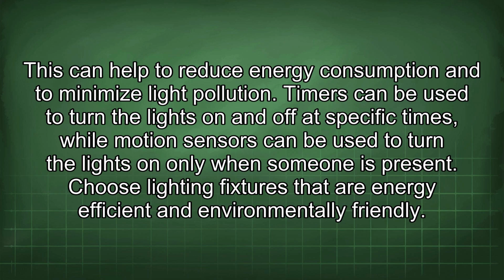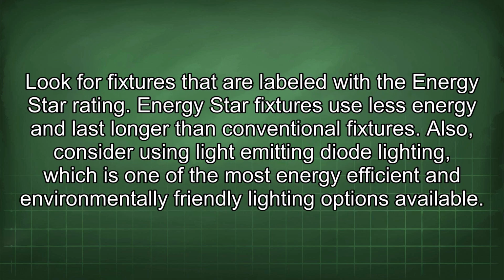Timers can be used to turn the lights on and off at specific times, while motion sensors can be used to turn the lights on only when someone is present. Choose lighting fixtures that are energy efficient and environmentally friendly. Look for fixtures that are labeled with the Energy Star rating. Energy Star fixtures use less energy and last longer than conventional fixtures. Also, consider using light-emitting diode lighting, which is one of the most energy-efficient and environmentally friendly lighting options available.